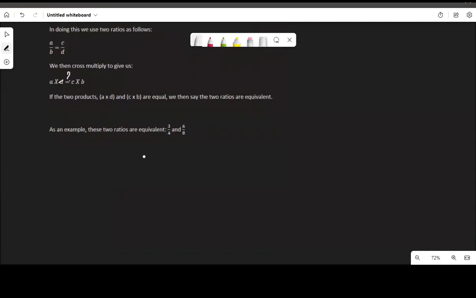As an example, these are two ratios. We want to check whether 3 over 4 and 6 over 8 are equivalent. This is how we're going to do it. 3 over 4, we assume it is equal to 6 over 8, and then test whether it's truly equal by cross multiplying. That's 3 multiplied by 8. Let's assume it is equal to 4 multiplied by 6.